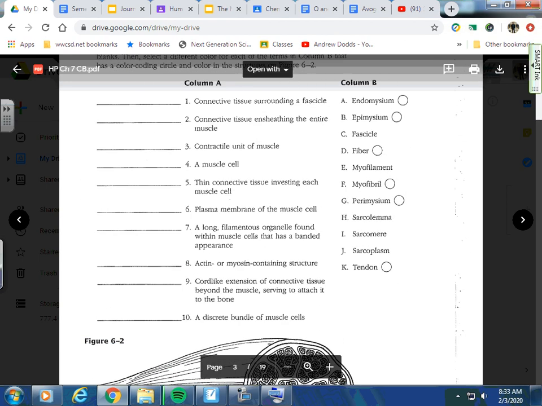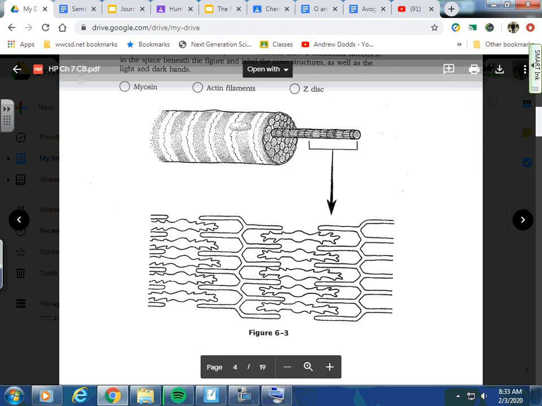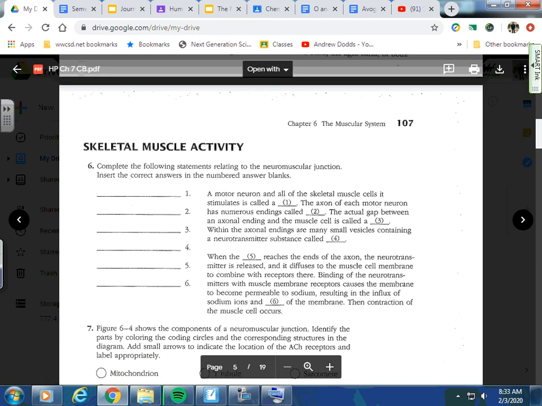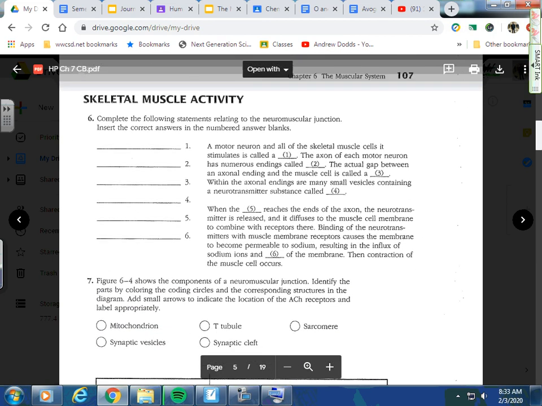We're also going to add to your quiz tomorrow questions that have to do with number 6 here. All right, so you want to mark that. We haven't done these answers yet. So first of all, a motor neuron is a neuron that sends out signals. So a motor neuron in all the skeletal muscles it stimulates is called a motor unit.